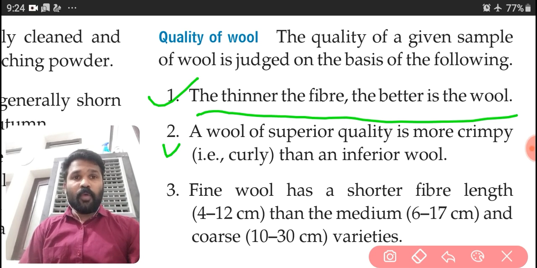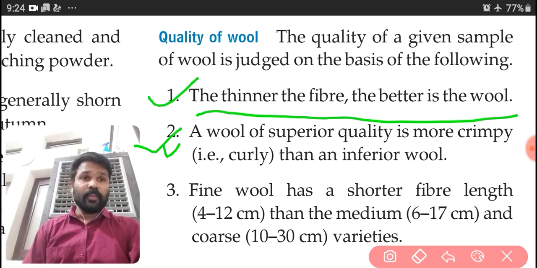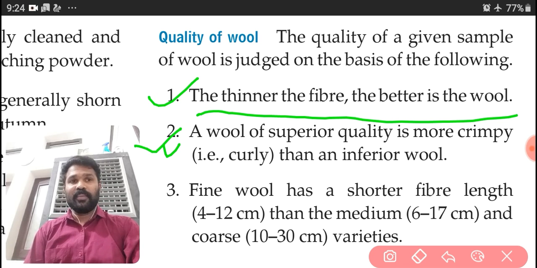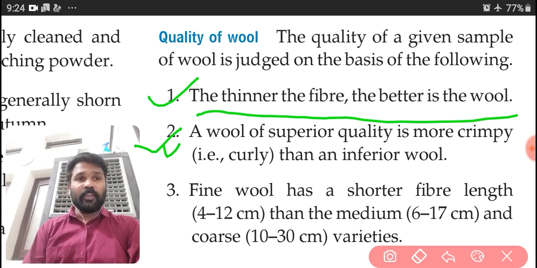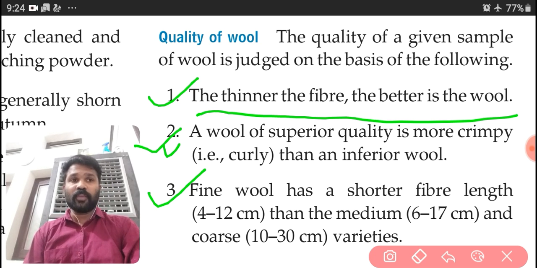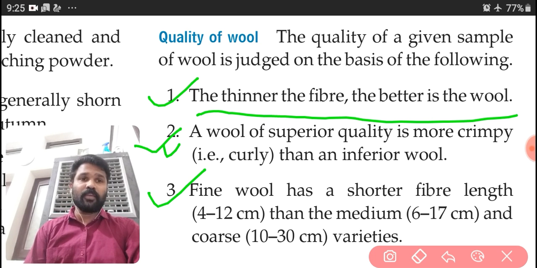Second point, a wool of superior quality is more crimpy or curly than an inferior wool. And third point, fine wool has a shorter fiber length, 4 to 12 centimeter, than the medium, 6 to 17 centimeter, and coarse varieties.